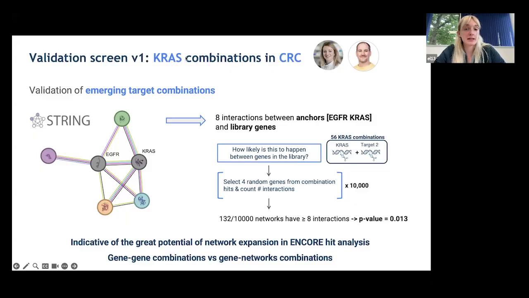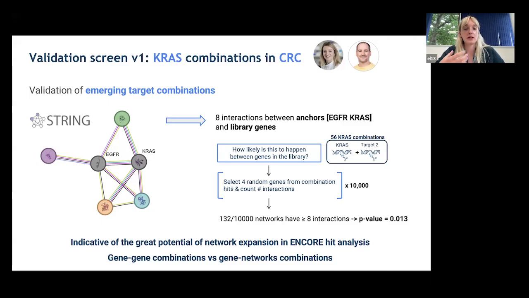So to investigate this, Heiko, who's at the EBI, performed an analysis where he selected 4 random genes from the combinations that were tested and counted the number of interactions and essentially iterated that 10,000 times. What you get out the other end is a p-value that suggests that the observation of this network in our validation data set is not a random effect.